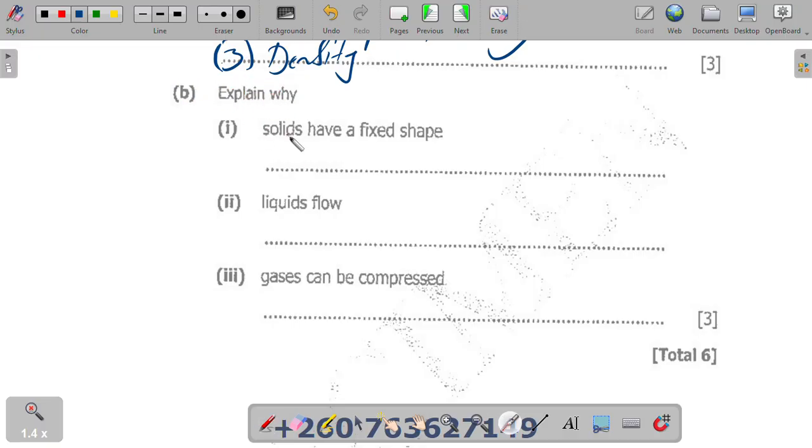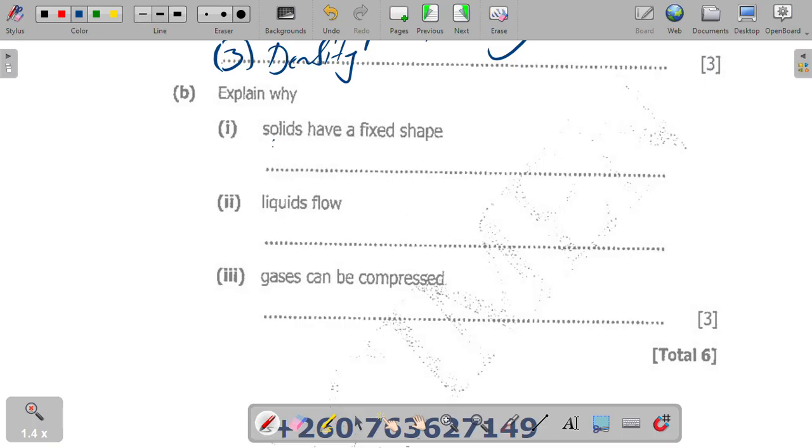Explain why solids have a fixed shape. Explain why solids have a fixed shape. We are explaining, and how many marks each? 3 marks, which means 1 mark each. So you're explaining why solids have a fixed shape. Okay, so particles in a solid are closely packed. All right, so you can write there, particles.